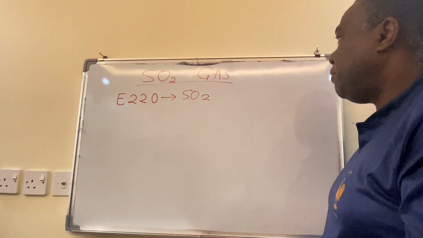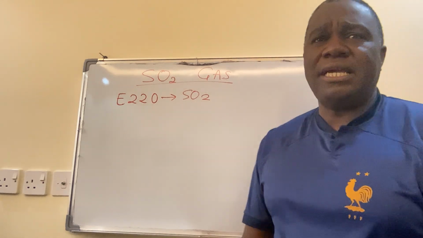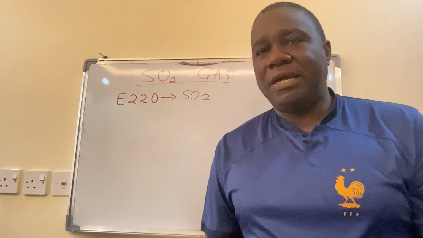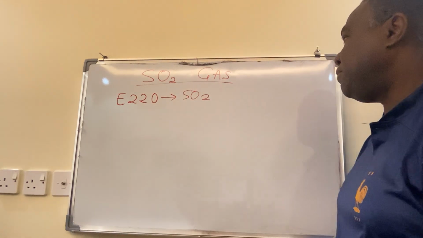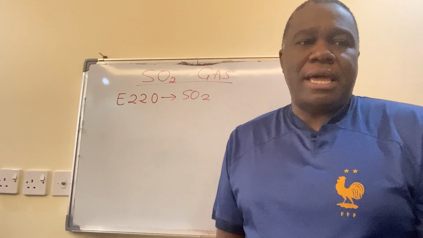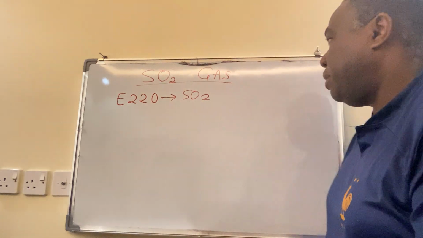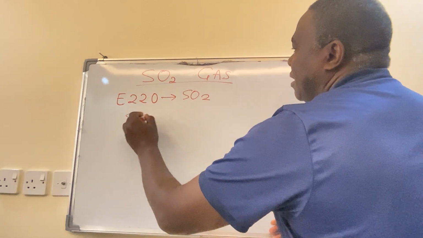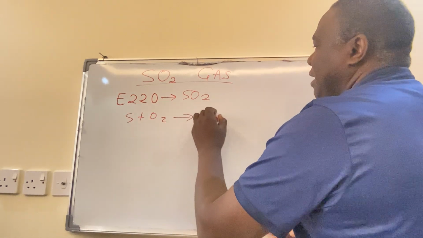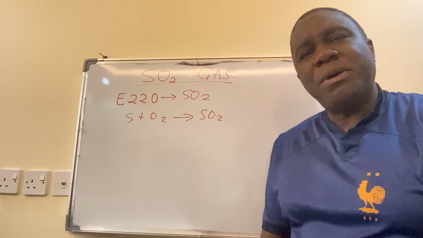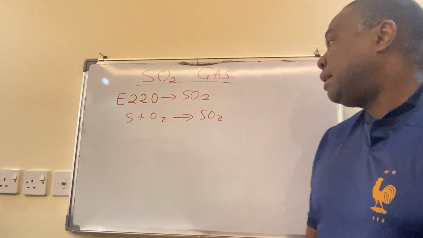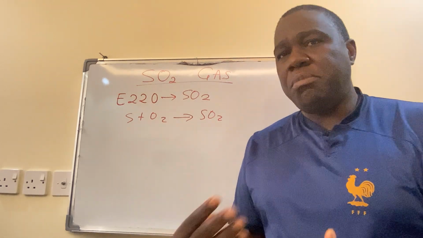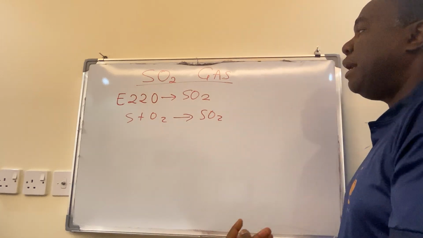Okay, sulfur dioxide. So we could get a question such as, how do we make sulfur dioxide? How is sulfur dioxide prepared? Well, in chemistry, there are a number of ways that we can use to prepare sulfur dioxide. One of the easiest ways is simply to have sulfur plus oxygen, and then you get sulfur dioxide. But we also have some compounds that can be burnt in air to produce sulfur dioxide.